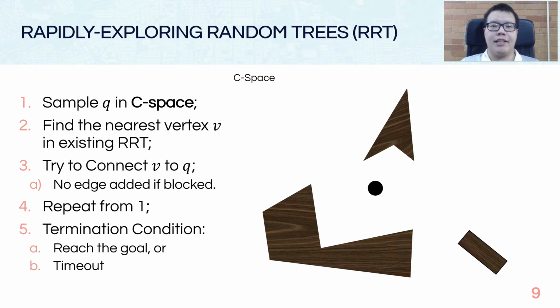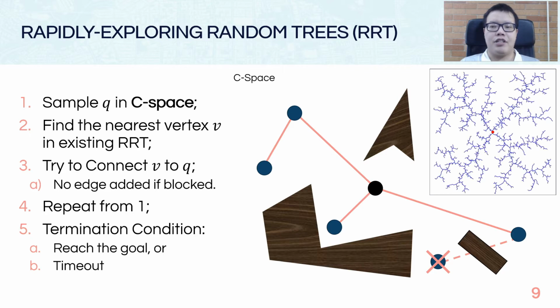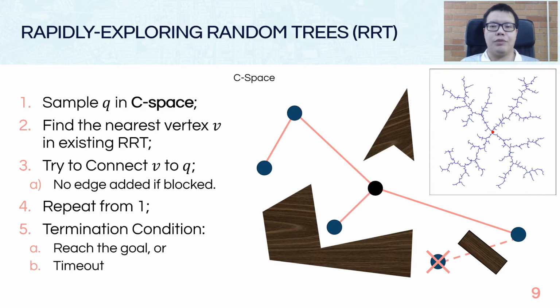With this formal definition, we can discuss a classical motion planning algorithm, the rapidly exploring random trees, or RRT. The overall goal of RRT is to extend the tree inside the configuration space. In each iteration, RRT will first sample Q in C-space and try to find the nearest vertex V in the existing tree. Then, it tries to connect V to Q. If the connection fails, no edges or new vertices will be added to the tree. The algorithm will terminate if it reaches the goal or times out. The right-hand side animation shows how an RRT tree expands in the configuration space without obstacles.